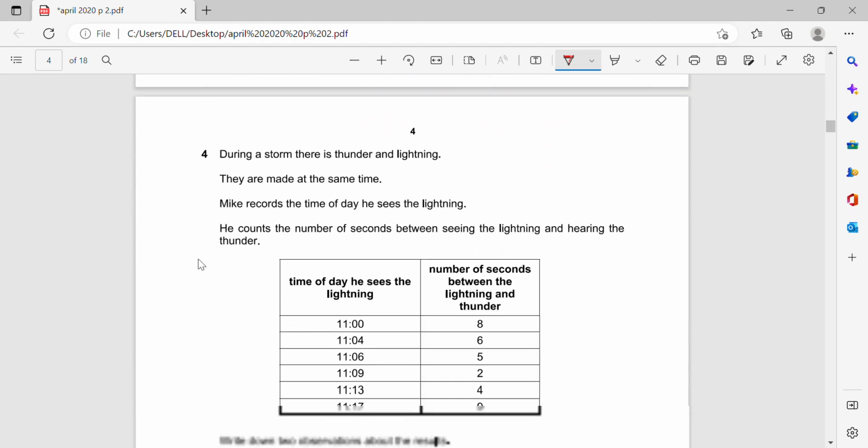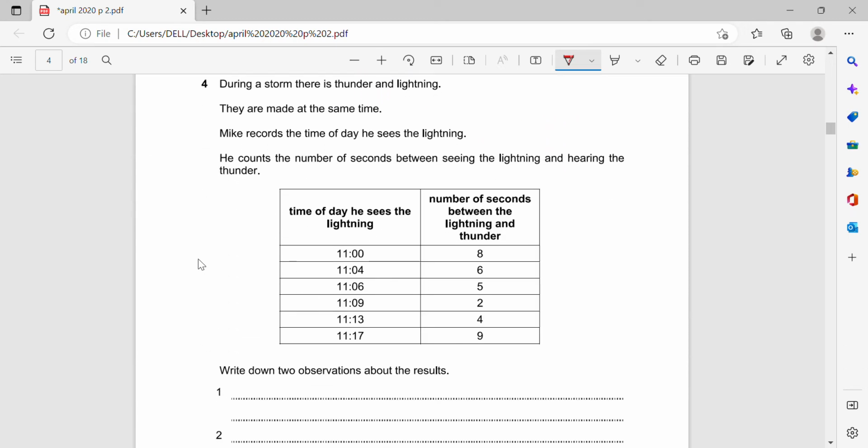Question number 4. During a storm, there is thunder and lightning. They are made at the same time. Mike records the time of the day he sees the lightning. He counts the number of seconds between seeing the lightning and hearing the thunder. Here he is recording the time of the day he sees the lightning at 11, 11:04, 11:06, 11:09, 11:13, and 11:17. Here is the number of seconds between the lightning and the thunder.